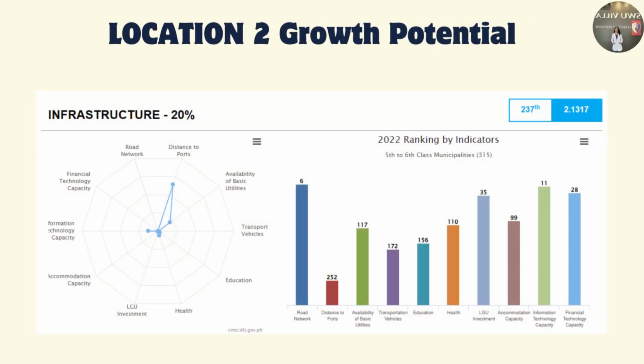Growth potential for second location. Pastrana is a 5th to 6th class municipality. It ranks 237th out of 315 when it comes to infrastructure. The top four are road network, information technology capacity, financial technology capacity, and LGU investment.